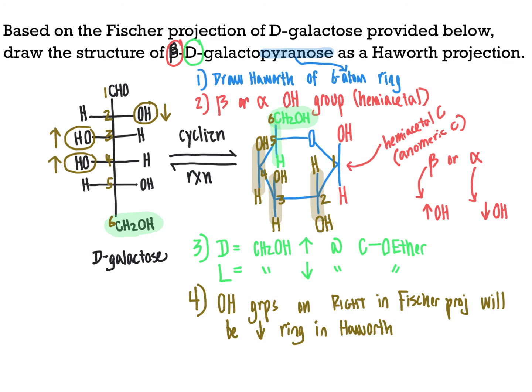So with that, we've satisfied that we have indeed drawn the beta anomer, because we have the beta position at the anomeric carbon there with the OH group pointed up, D, because we have the CH2OH group oriented up, galacto, because we derived this cyclic molecule over here from the galactose molecule on the left, pyranose, because there are a total of 6 atoms in the ring, making it a pyran derivative.